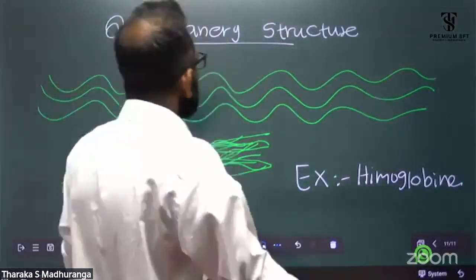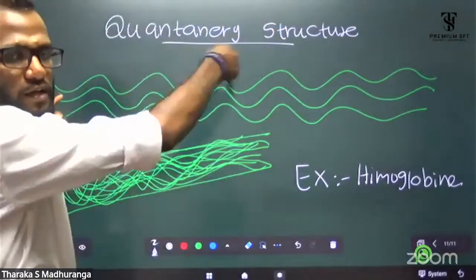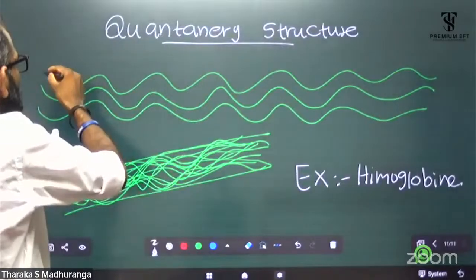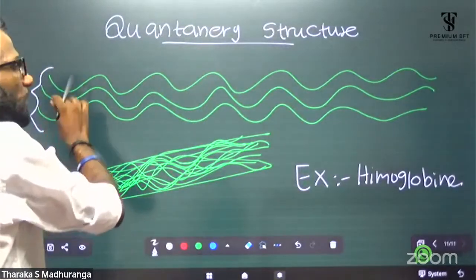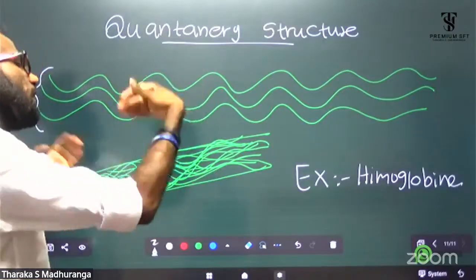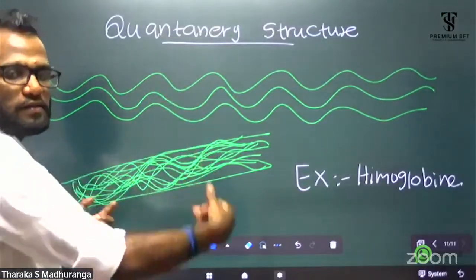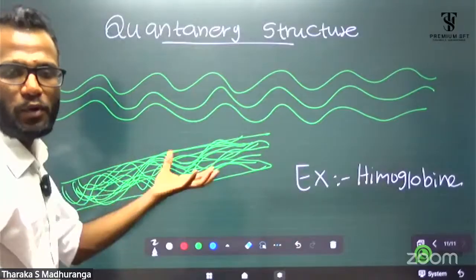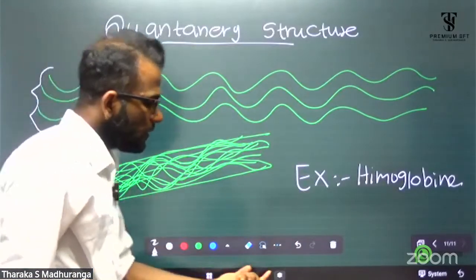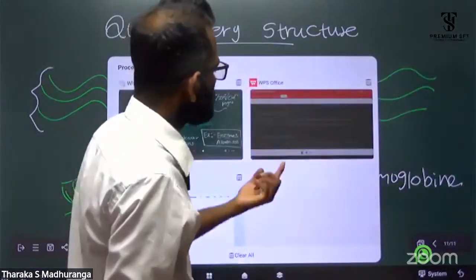Then what happened in quaternary structure? Secondary structures, these helix structures, combine as a chain, combined as a cable, and make a very complex, strong protein. That structure we call the quaternary structure.